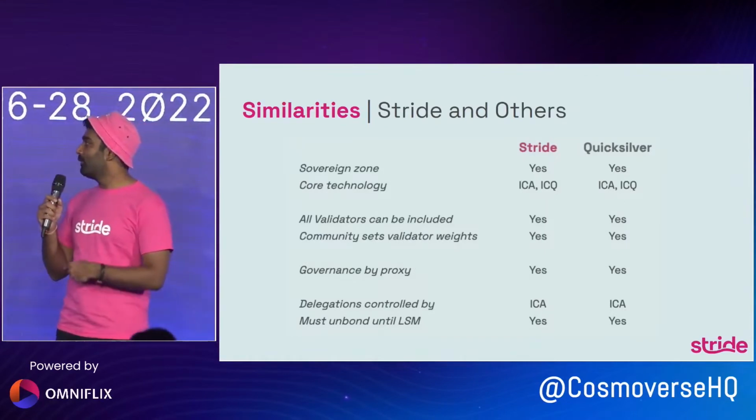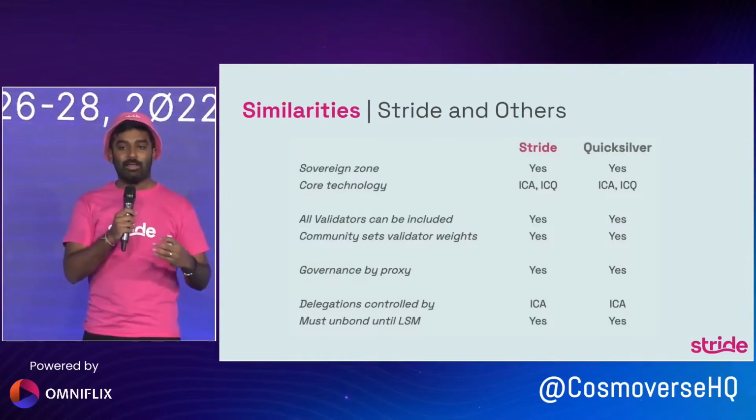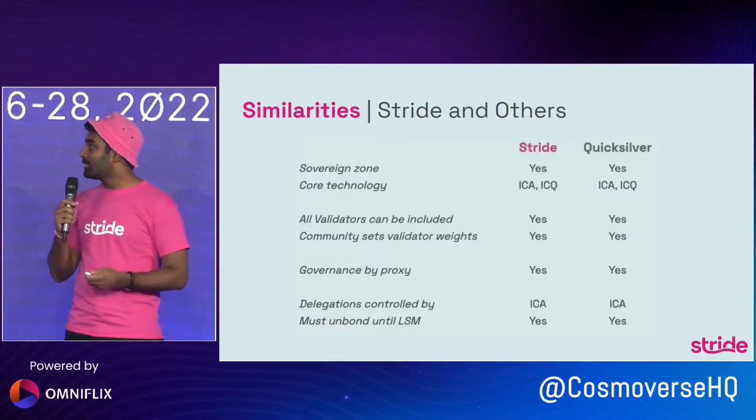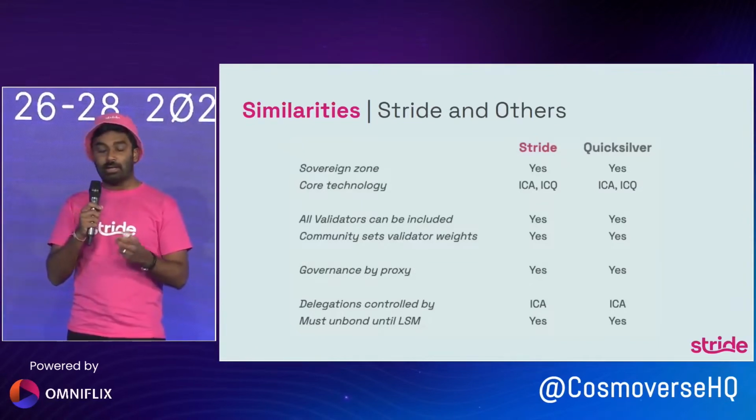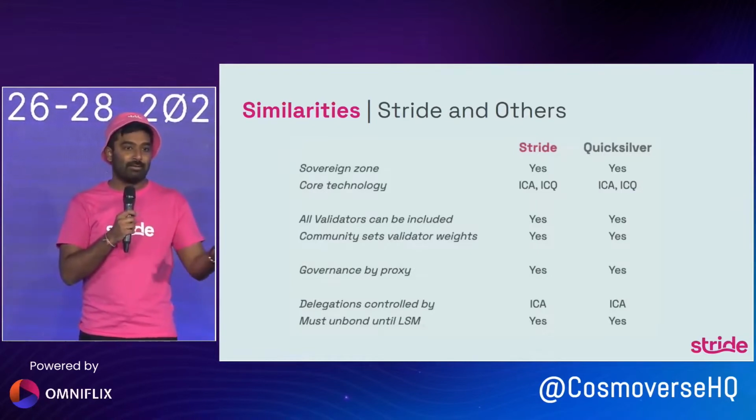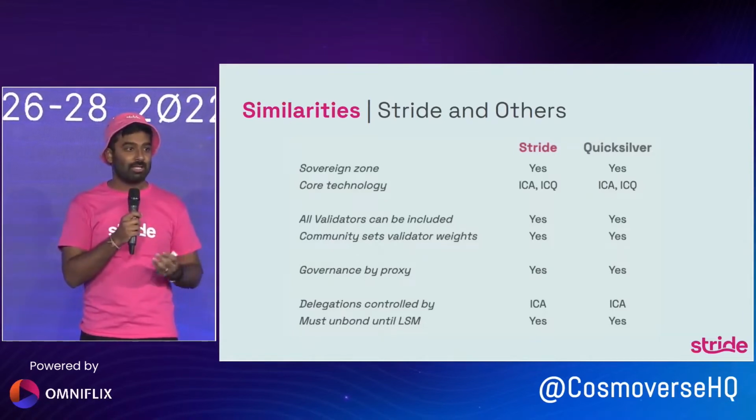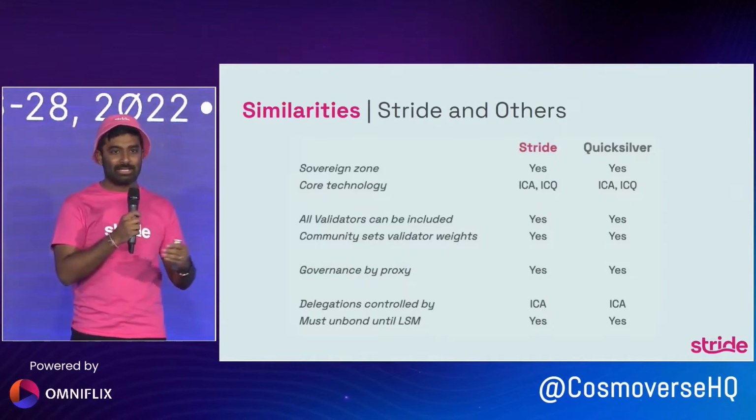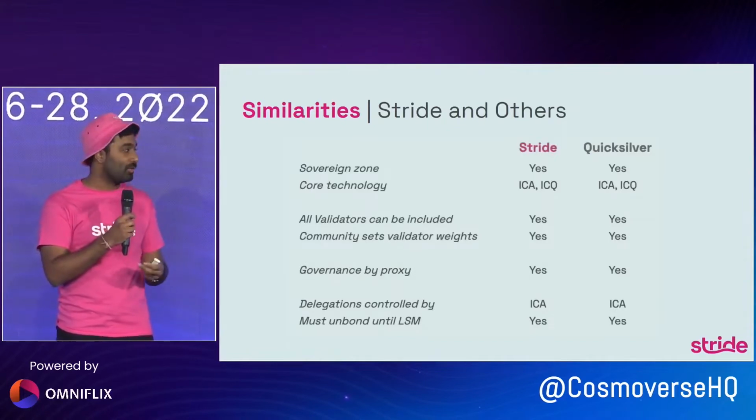So for one, Stride and most other liquid staking zones operate as a sovereign blockchain, and they get all of the security properties that you'd expect by being your own sovereign zone. Next, Stride and most of the other liquid staking providers use ICA, interchain accounts, and ICQ, interchain queries, in order to operate liquid staking effectively for consumers. Next, for Stride and most other liquid staking providers like Quicksilver, all validators are eligible to be in the validator set. So let's take Atom as an example. All 150 Atom validators are eligible to be delegated to from Stride or Quicksilver.